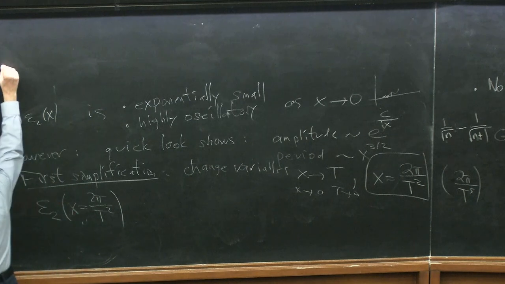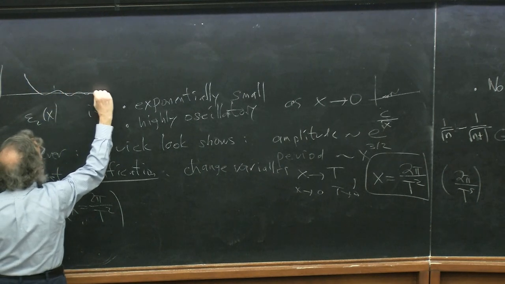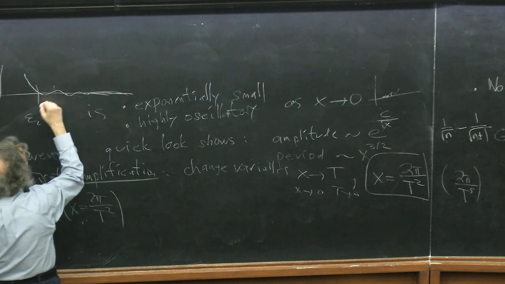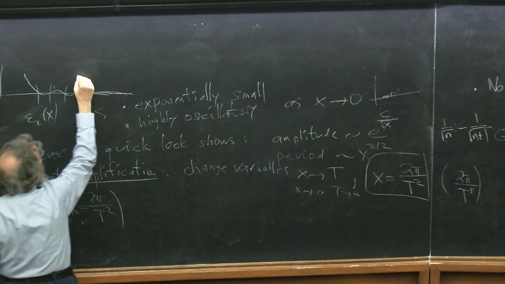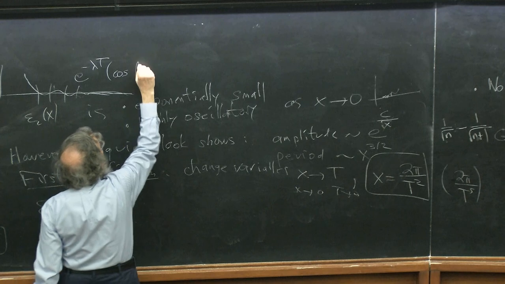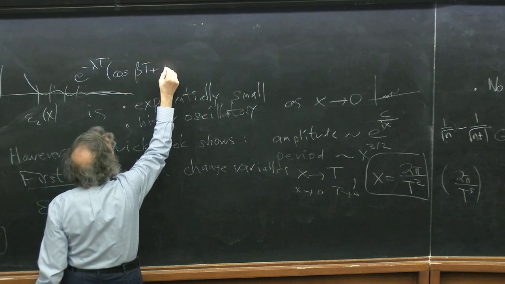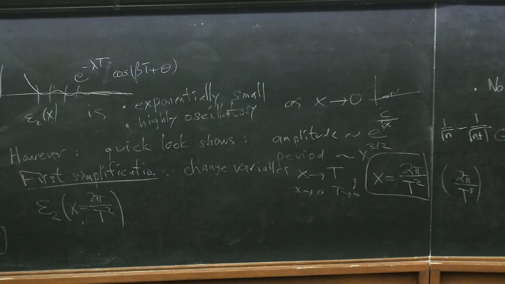And now, how do you do that in practice? You have a function now, t is going to infinity, and you have something whose graph looks like this. It's exponentially small, but it has roughly constant period. So it looks roughly like e to the minus lambda t times cosine of, let's say, beta t plus a phase. Something like that. So how do you recognize it? How do you find those three numbers? Well, first you make a guess. And then you look if you can recognize the number.